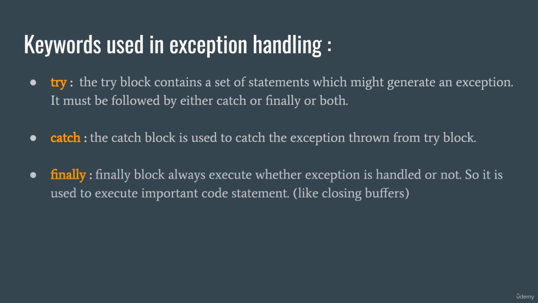Then we have finally. The finally block allows execution whether the exception is handled or not. So it's used to execute important code statements like closing buffers. For example, closing a buffer which takes care of the connection to the internet, or a buffer that takes care of storing data on the phone. So these are things that need to be closed after they have been opened, and that is usually done in finally. So after the try block has been executed or after the catch block has executed if there was an error.